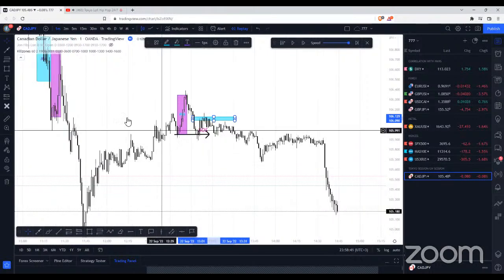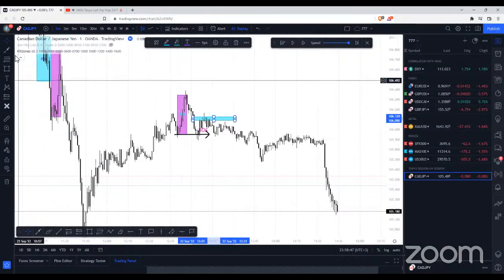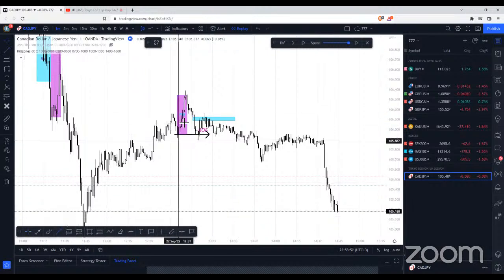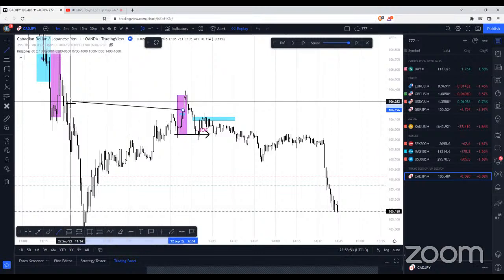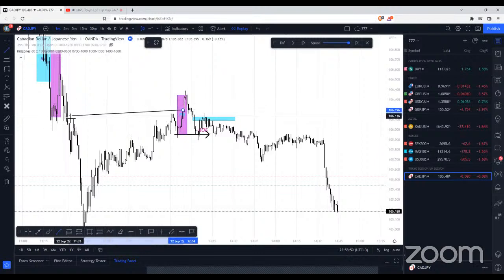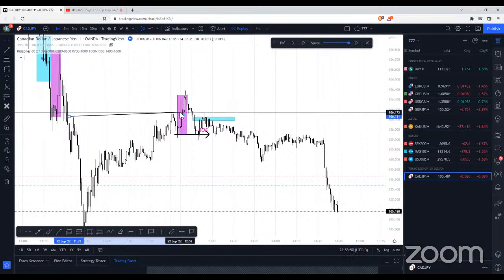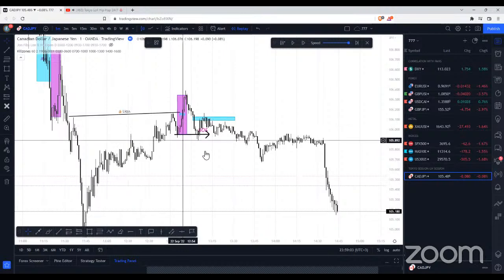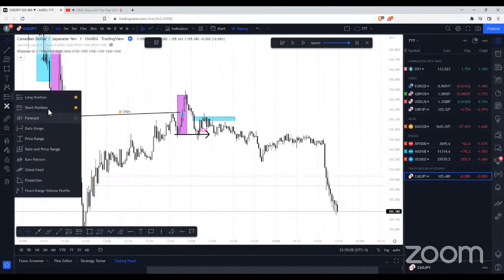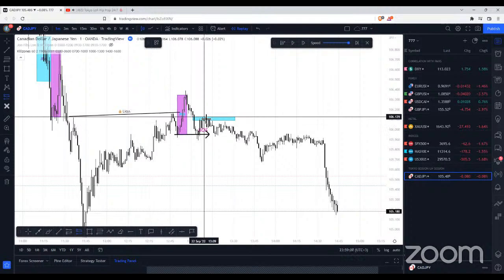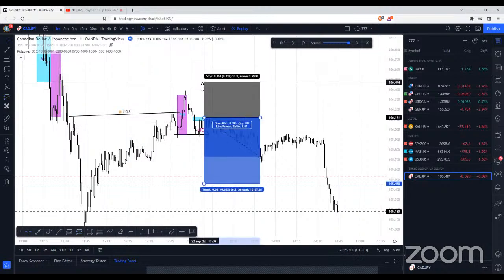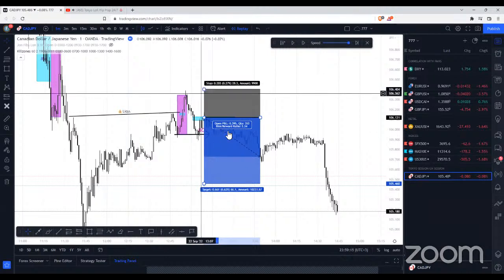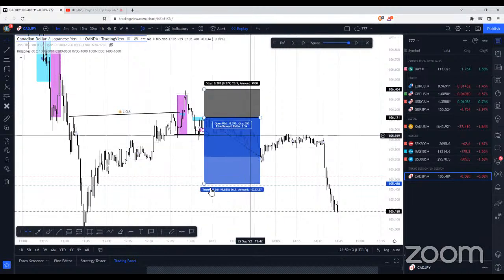When it broke structure, by the way, it swept this liquidity as well. That's the most important thing too. It has to sweep liquidity. I wasn't big on it, but now this is mandatory for me at least. After sweeping that liquidity, as soon as it entered that imbalance, boom, sniped it. I can put my stop loss there and target that low.